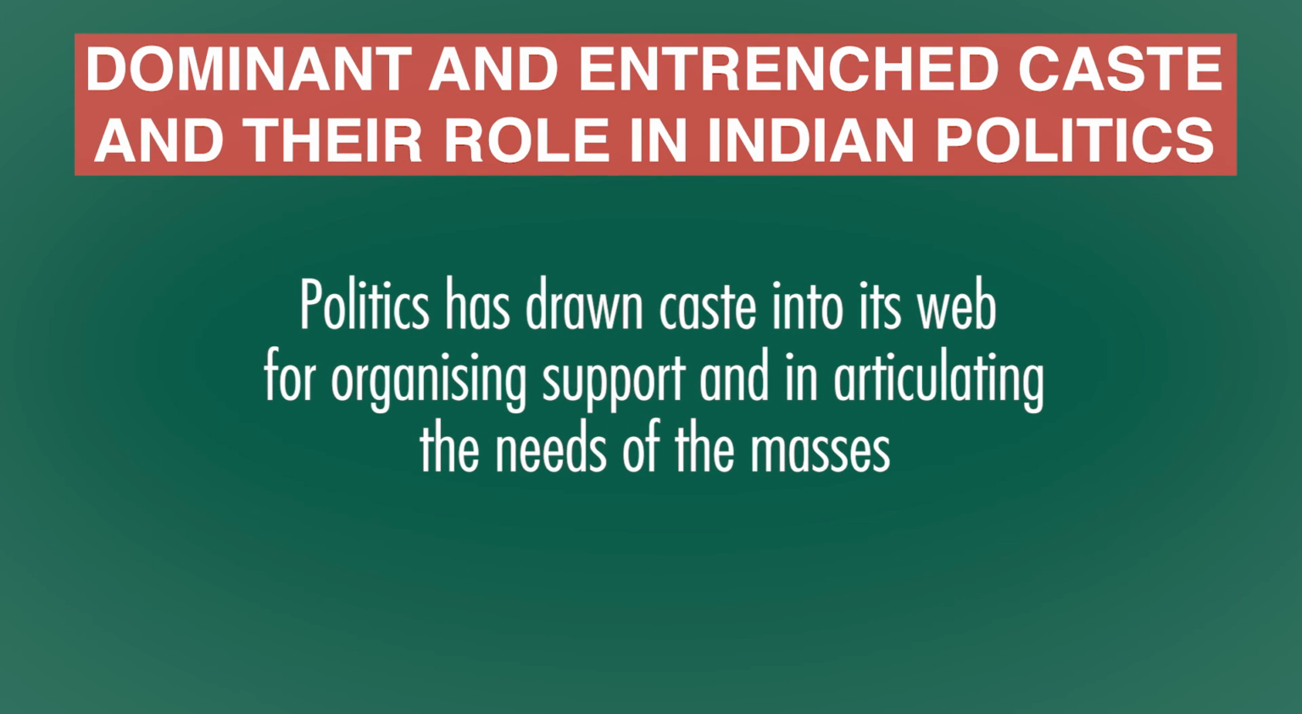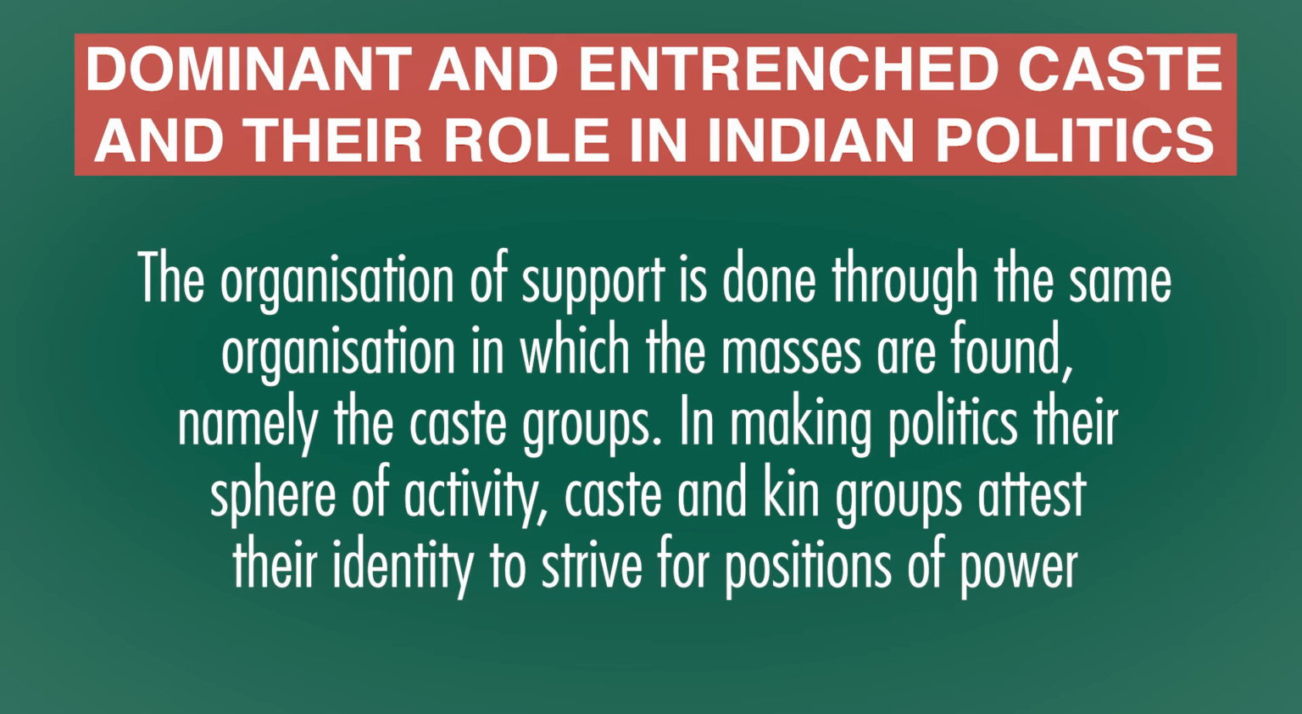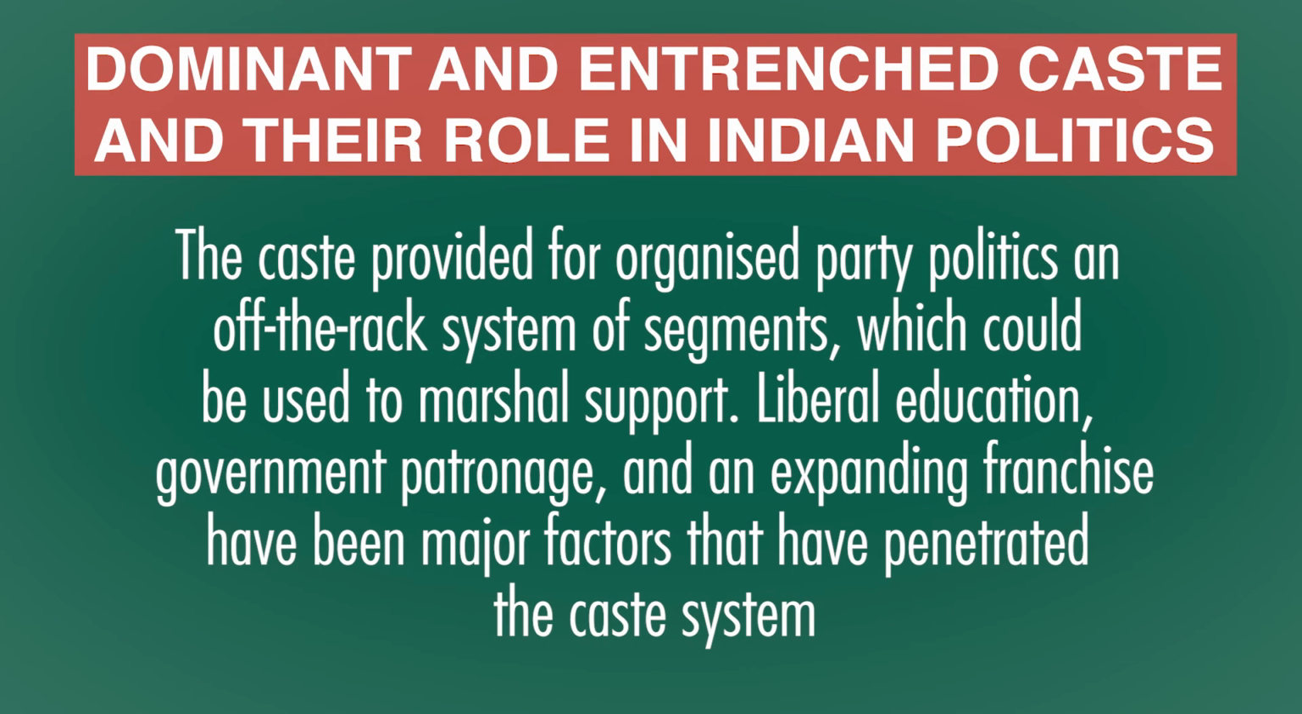Politics has drawn caste in its web for organizing support and in articulating the needs of the masses. The organization of support is done through the same organization in which the masses are found, namely the caste groups. In making politics their sphere of activity, caste and kin groups attached their identity to strive for positions of power. The caste provided for organized party politics an off-the-rack system of segments which could be used to marshal support.